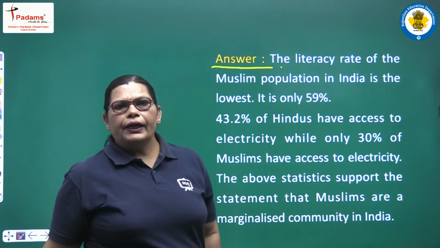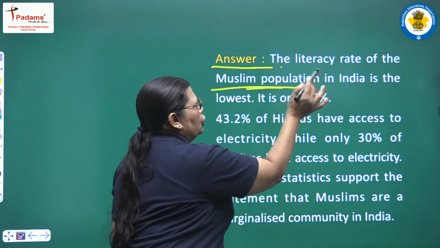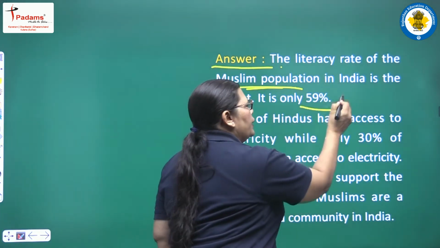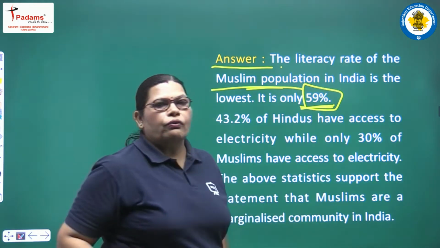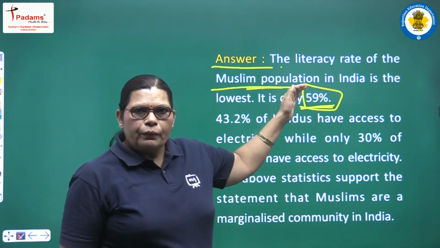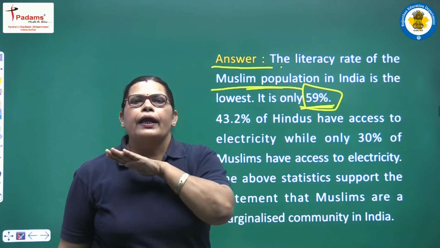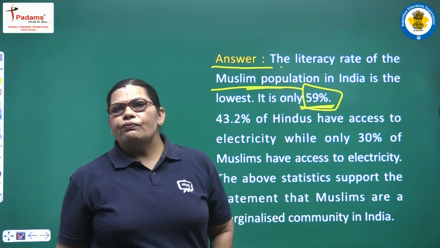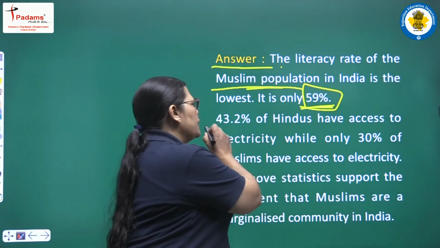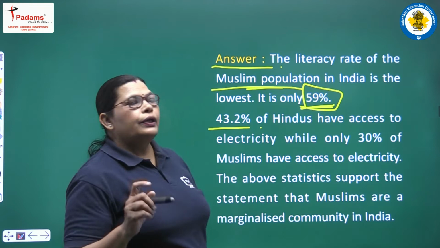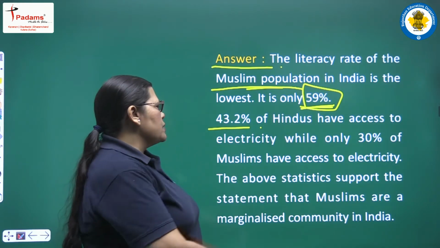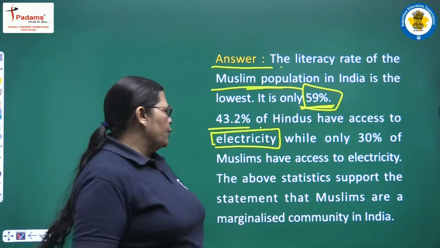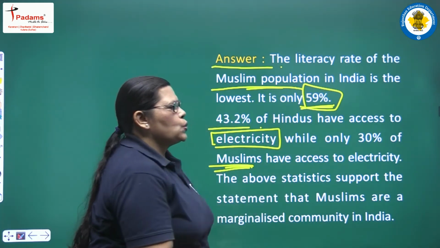The literacy rate of the Muslim population in India is the lowest. It is only 59%. So the first point about the Muslim community is, students, their education level, and as per education level we notice that it is only 59%. Okay, when we consider others, see, 43.2% of Hindus have access to electricity, while only 30% of Muslims have access to electricity.